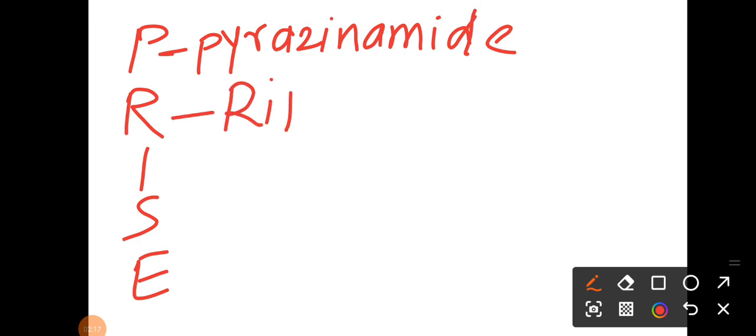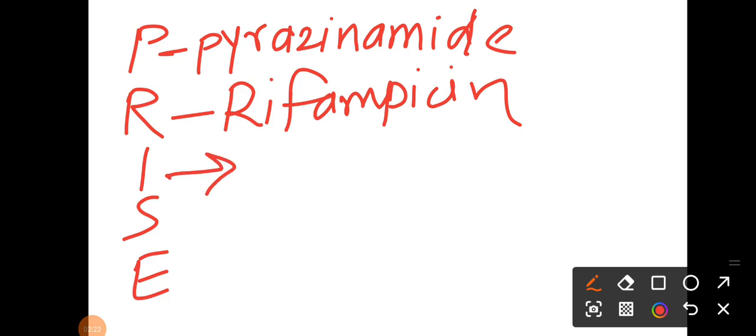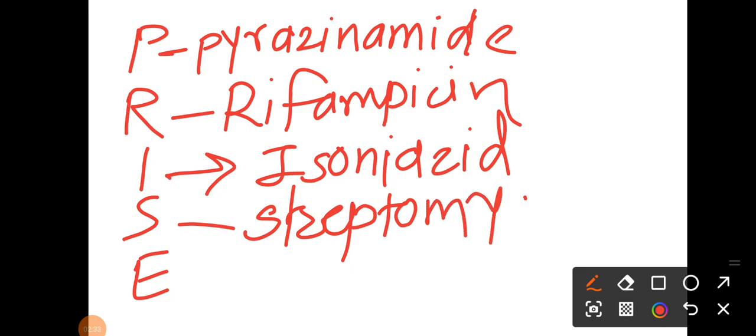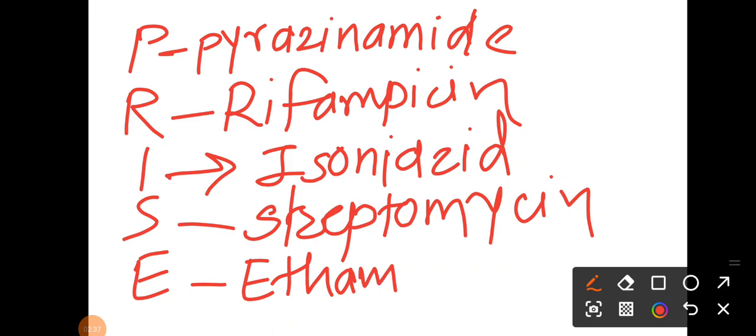R is rifampin or rifampicin, then I is for isoniazid, then streptomycin, and E is your ethambutol, right? So these all are examples of your first line anti-tubercular agents.